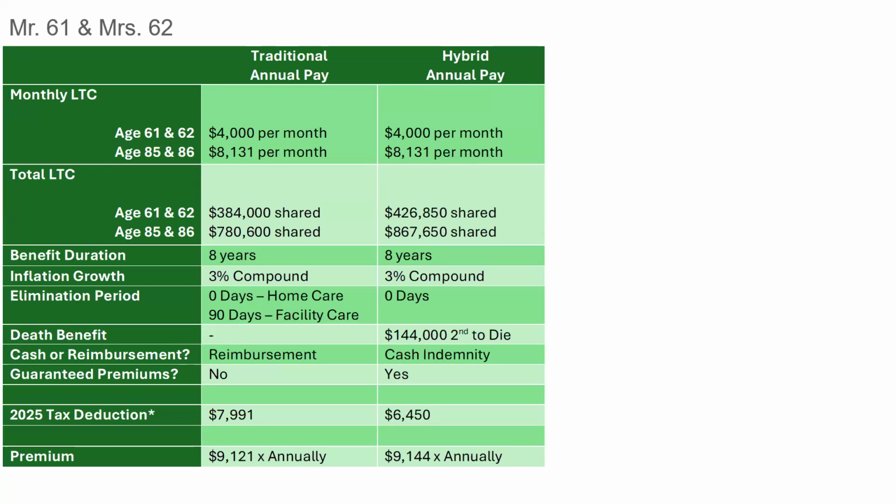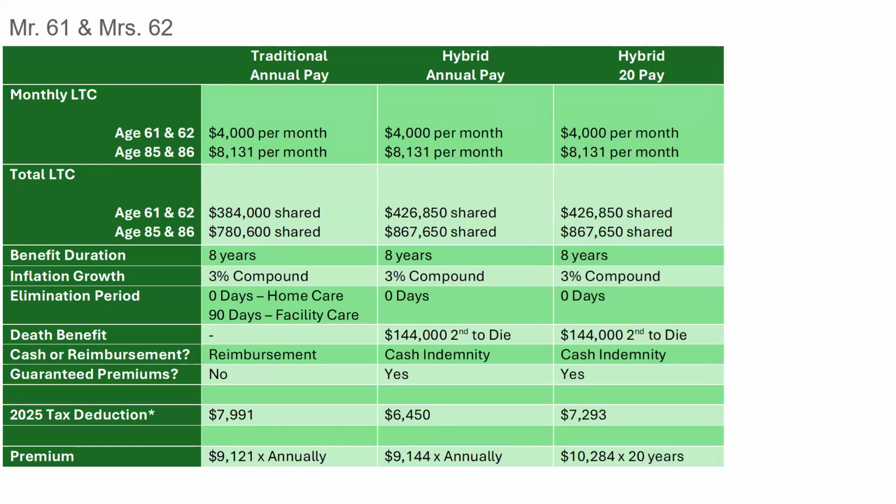Definitely go with the hybrid plan because it's cash, it's got guaranteed premiums, it's going to have a death benefit, it's going to have zero-day elimination. In every way, I think it's actually the better plan compared to the traditional, and it's about the same cost. The next thing I would show is the exact same hybrid plan, except now we're just setting it up to be paid over 20 years as opposed to being paid annually.